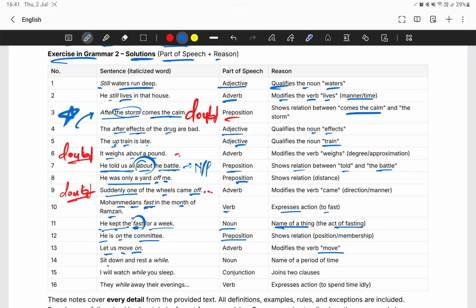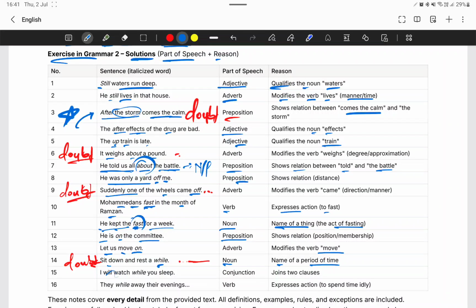Okay, sit down and rest a while. Again, rest a while. Wait a second, we have done noun, name of a period of time, rest a while. So while is, okay, थोड़ी देर के लिए, this period of time. So while is a noun, but still I'm not getting it, so I'm just going to mark it as a doubt. Okay, that would be a doubt.